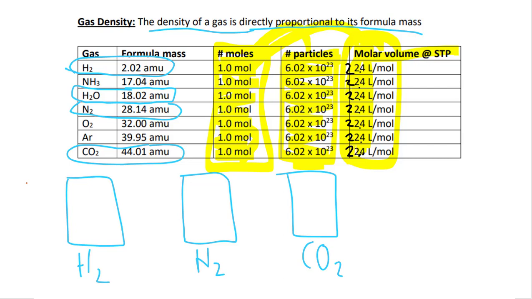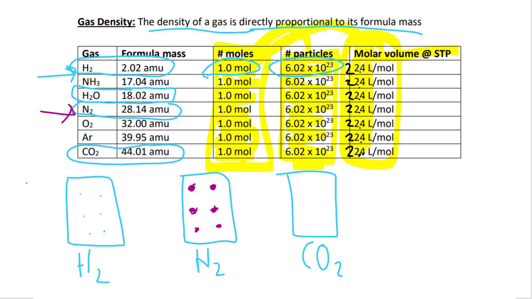So my hydrogen, let's say I've got 1 mole of it. Okay, so let's say I have 6.02 times 10 to the 23rd. We're just going to put 6 particles in here though. 3, 4, 5, 6. My hydrogen mass is 2.02 AMUs. So my density is very low. I still have the same amount of hydrogens as I do for nitrogens, but for nitrogens, notice my mass is larger. So my N2s are going to be slightly bigger. Instead of only being 2.02, these ones are 28.